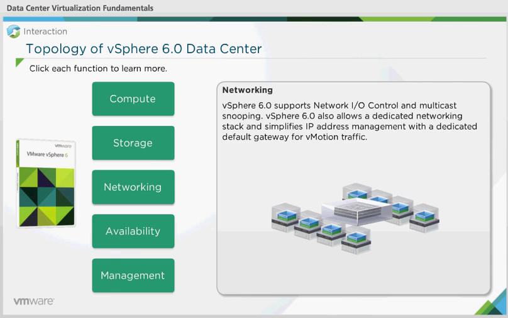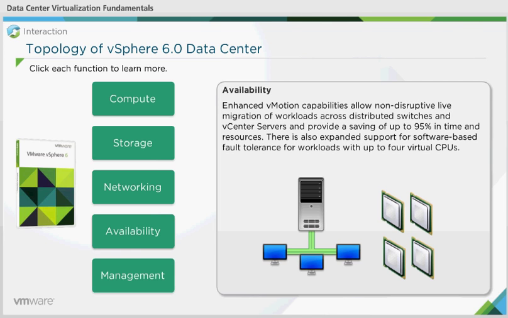vSphere 6.0 also allows a dedicated networking stack and simplifies IP address management with a dedicated default gateway for vMotion traffic. Enhanced vMotion capabilities allow non-disruptive live migration of workloads across distributed switches and vCenter servers and provide a saving of up to 95% in time and resources. There is also expanded support for software-based fault tolerance for workloads with up to 4 virtual CPUs.